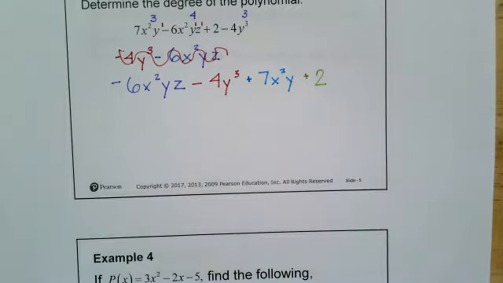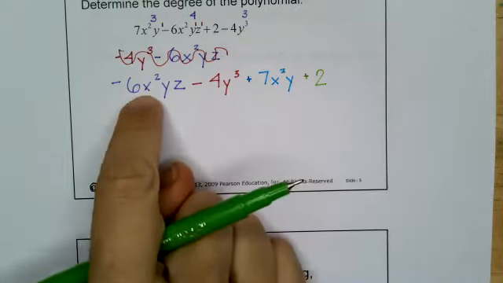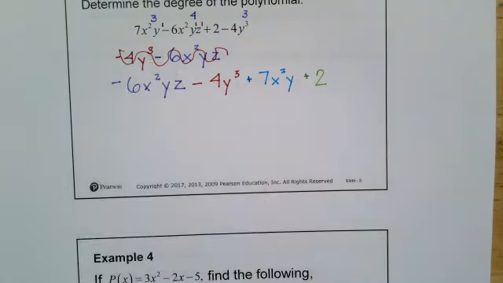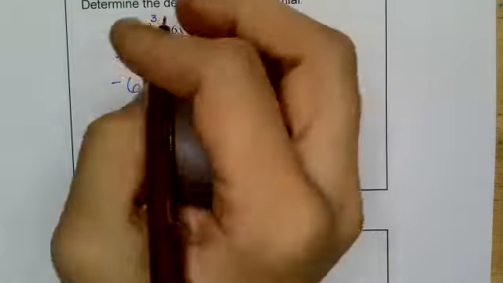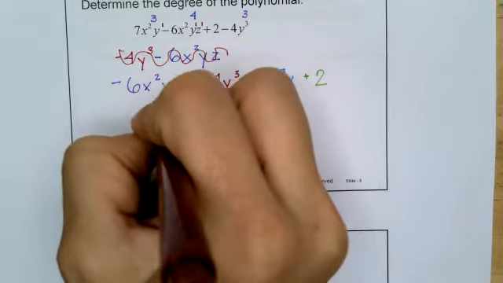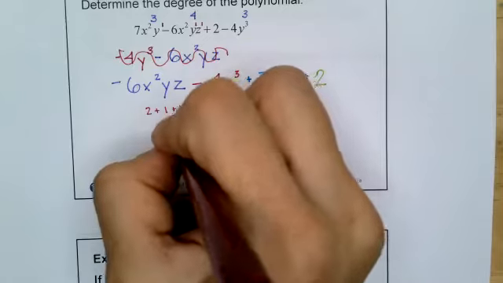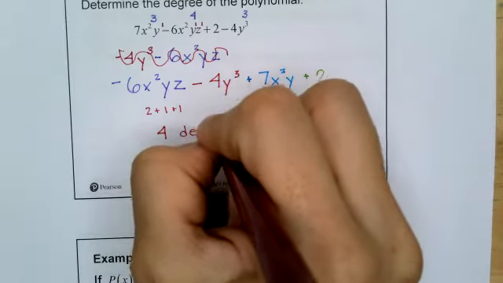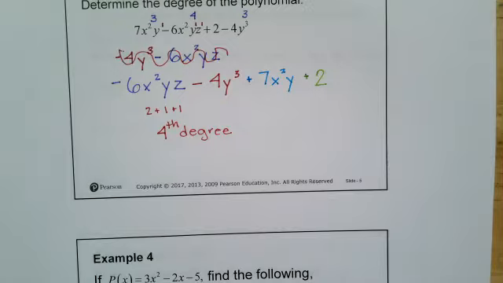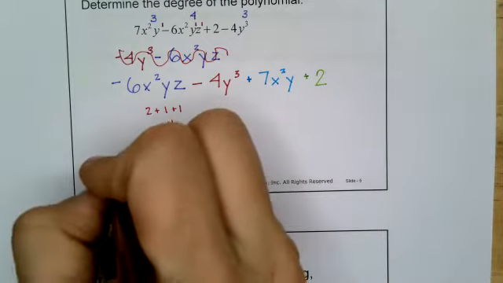So what is the degree of this polynomial? You should always be, if it's in standard form, looking at the first term will tell you your degree, and that's a degree of 4 because x squared is 2, y is 1, z is 1. So that's a 2 plus 1 plus 1. That's a 4th degree. You'd say 4th degree or polynomial with a degree of 4.